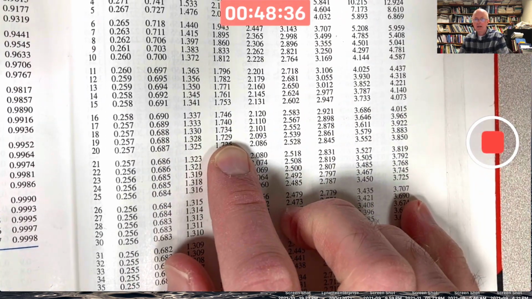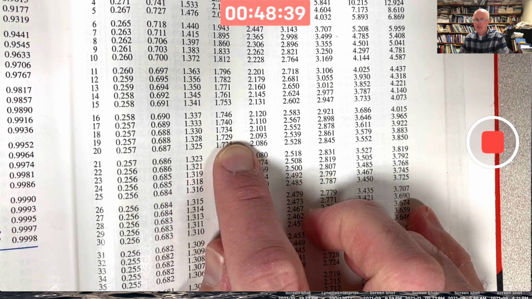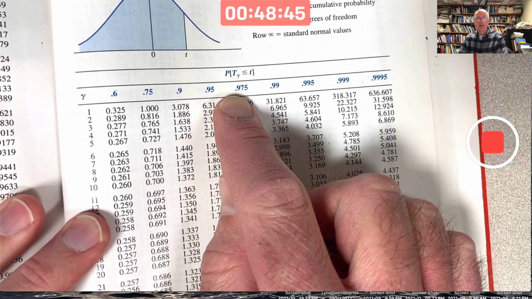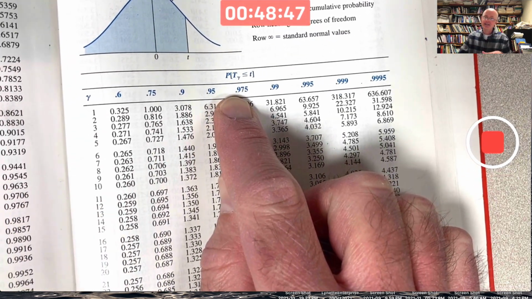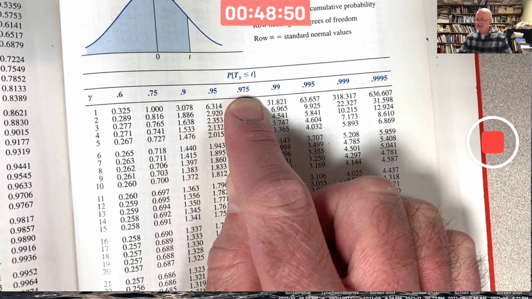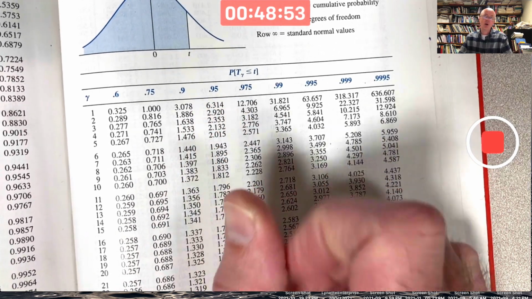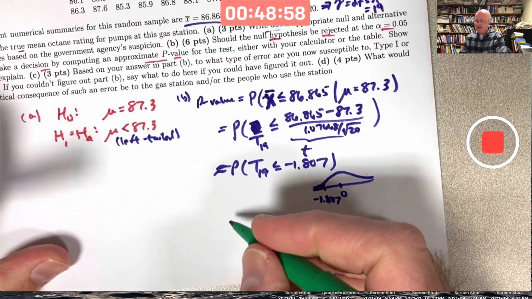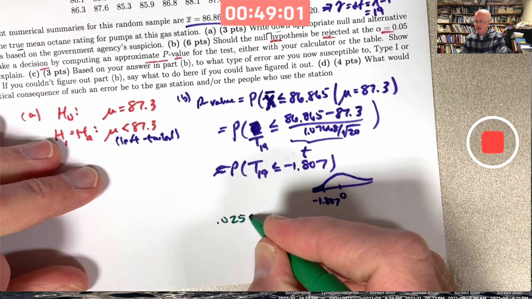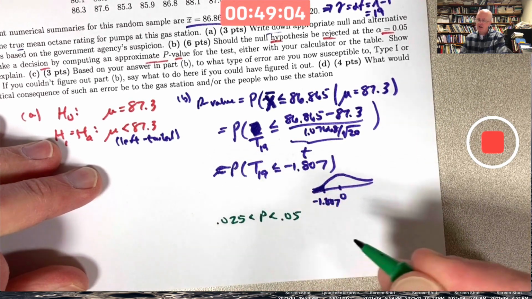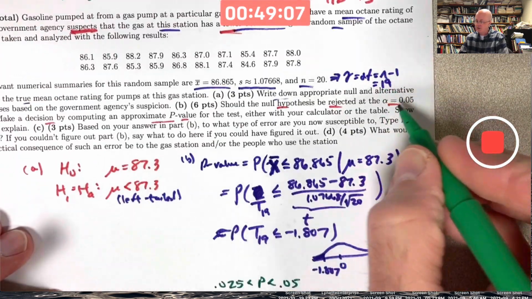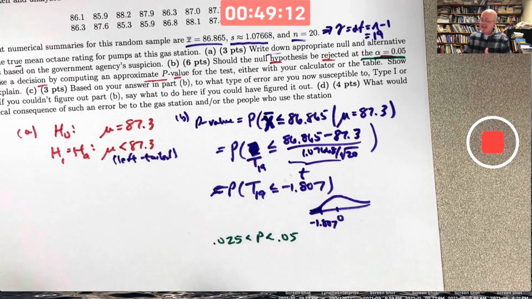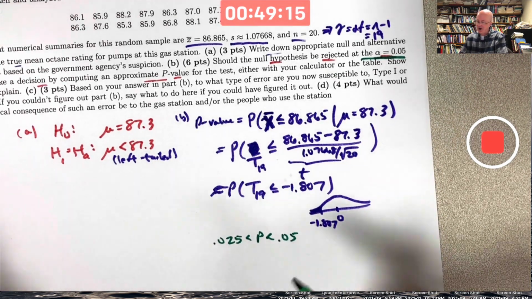1.807 is between these two numbers. That means the cumulative probability is between these two numbers, which means areas to the right are between 1 minus these two numbers, which would be between 0.025 and 0.05. The p-value is going to be between 0.025 and 0.05. Relatively small p-values, small enough to reject the null hypothesis at the 0.05 level. Okay, that was kind of tricky. And so yeah, we are going to reject the null.